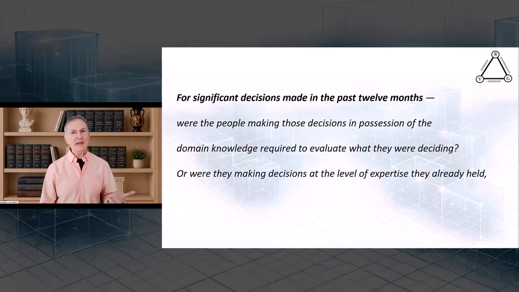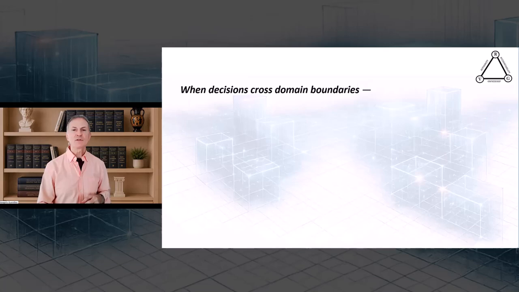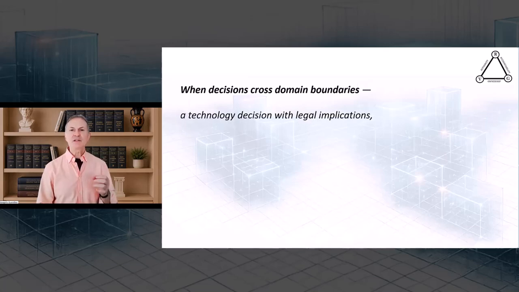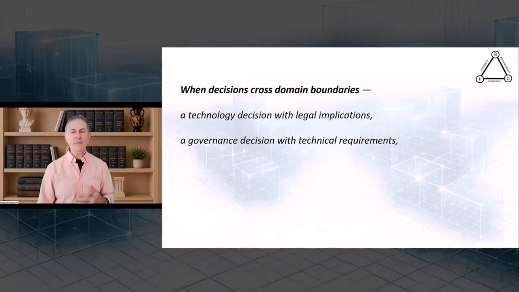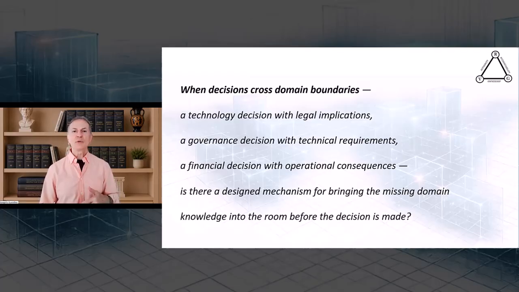Or were they making decisions at the level of expertise they already held in domains that may have required something different? When decisions cross domain boundaries, a technology decision with legal implications, a governance decision with technical requirements, a financial decision with operational consequences, is there a design mechanism for bringing the missing domain knowledge into the room before the decision is made?